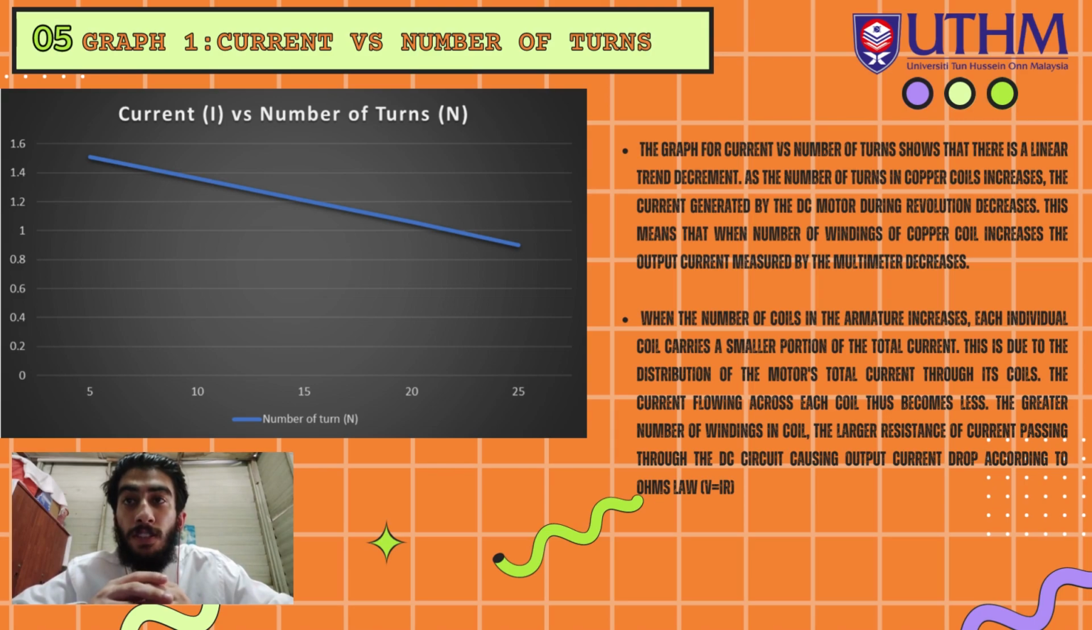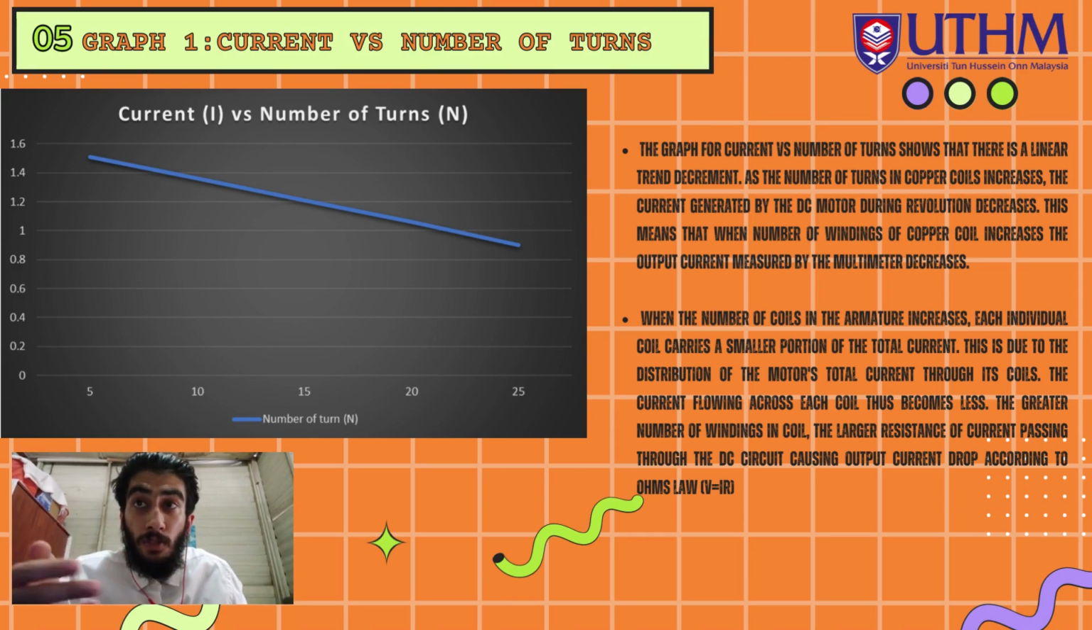As the number of turns of the copper coils increases, the current generated by the DC motor during revolution also decreases. This means that when the number of windings of the copper coil increases, the output current measured by the multimeter also decreases. Why? When the number of coils in the armature increases, each individual coil carries a smaller portion of the total current. This is due to the distribution of the motor's total current through its coils. The current flowing across each of the coils becomes less.